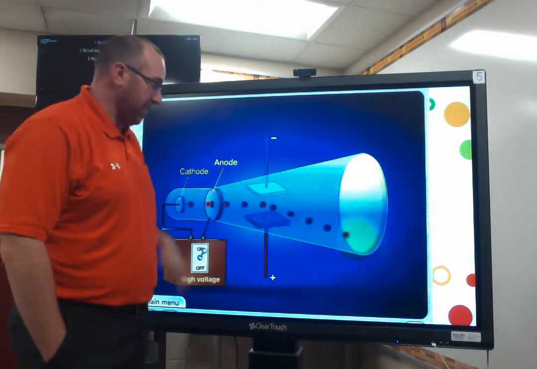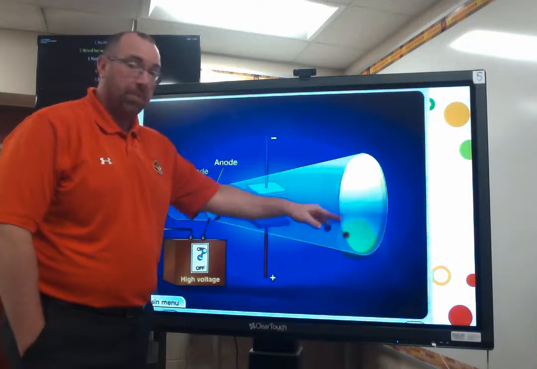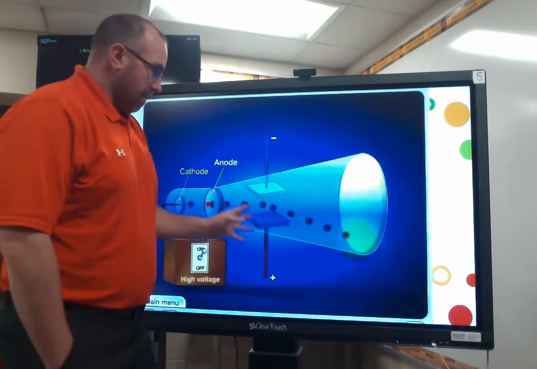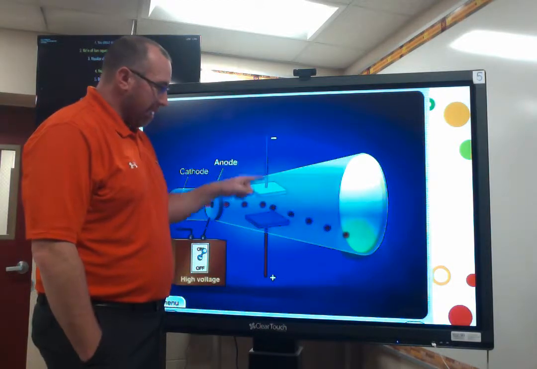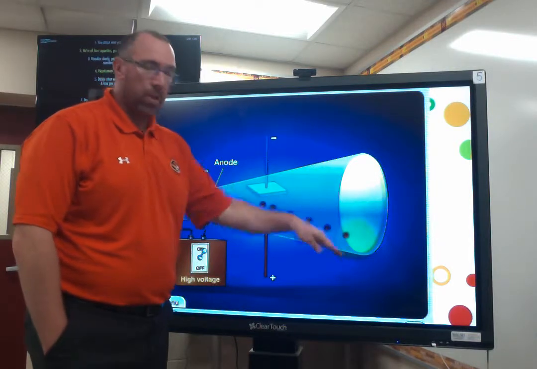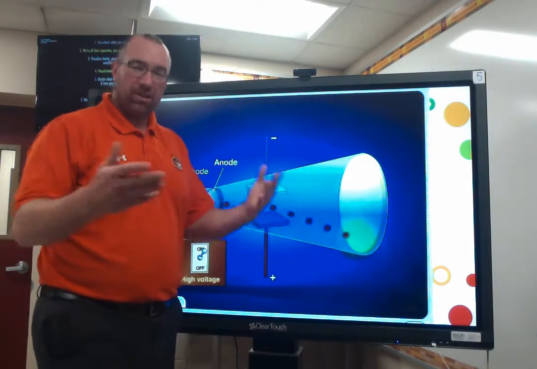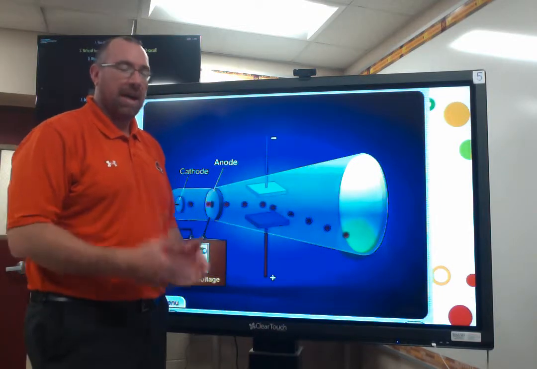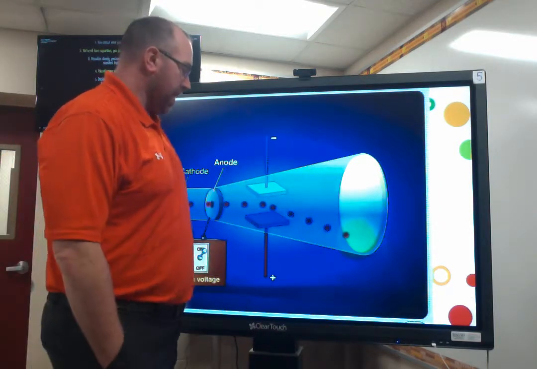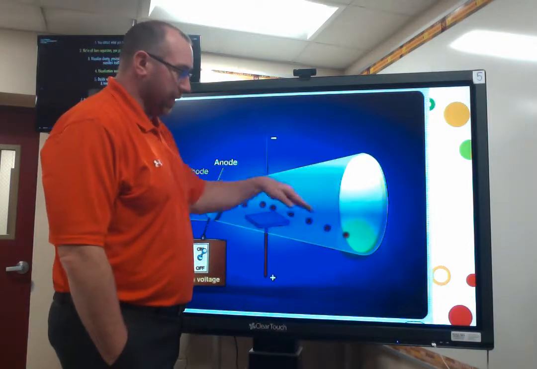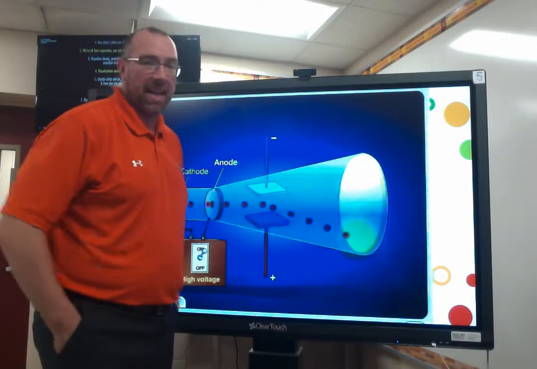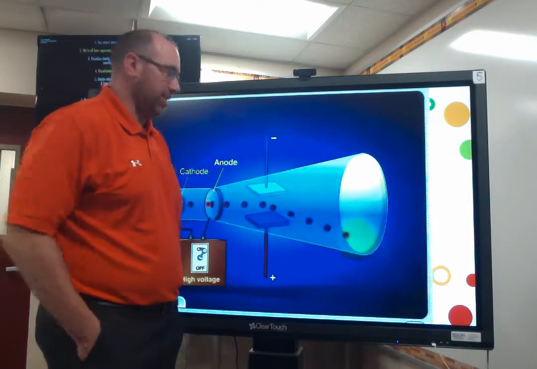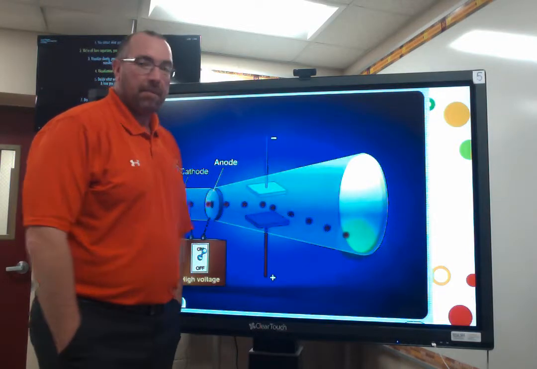And what he found is the beam would still be bent, and it was bent away from the negative plate toward the positive plate, which had to mean the beam was negatively charged. It was somehow carrying negative charge. Because opposites attract, it's going toward the positive, away from the negative. The beam has to be negatively charged. So that much he knew.